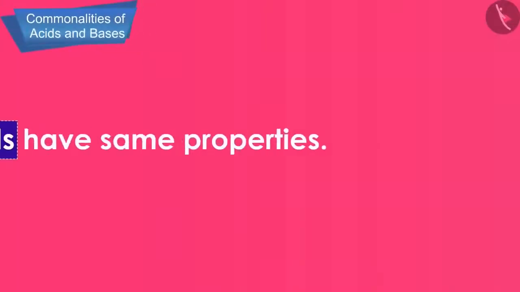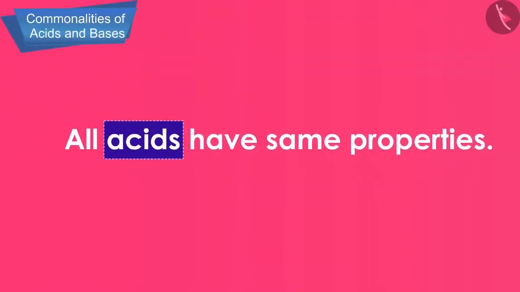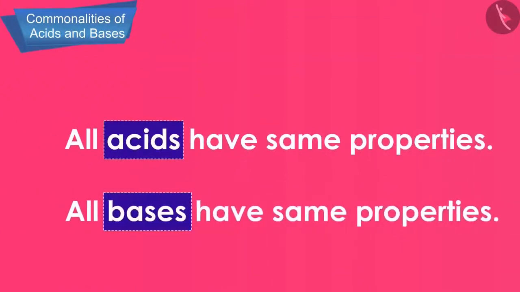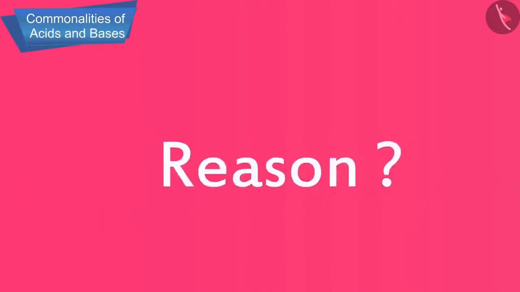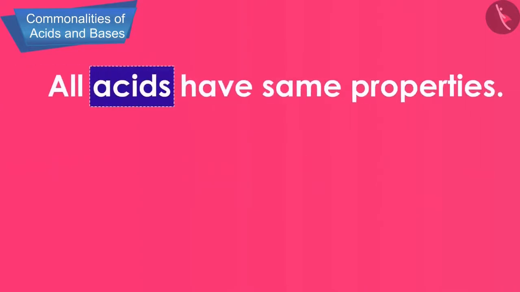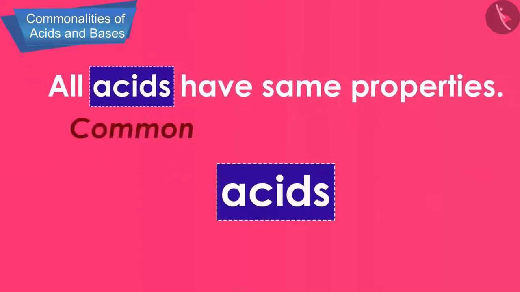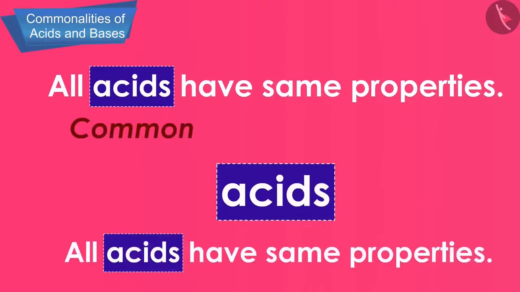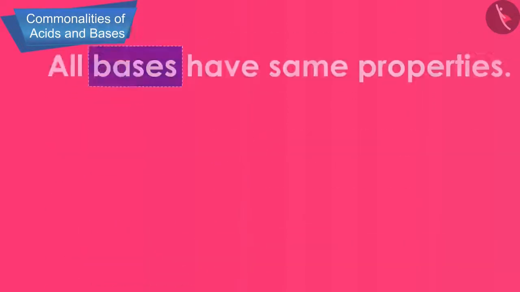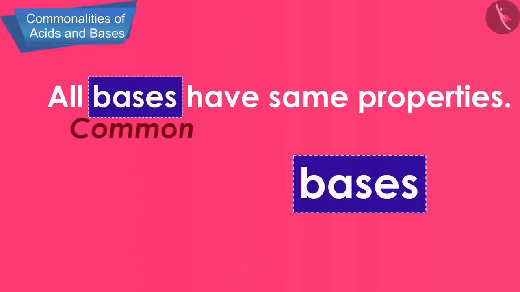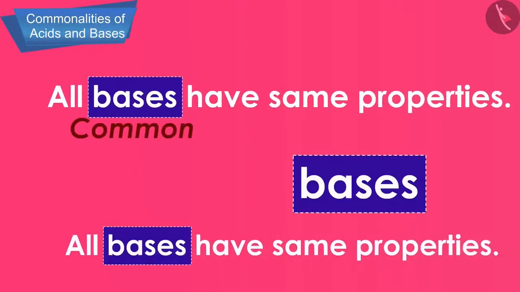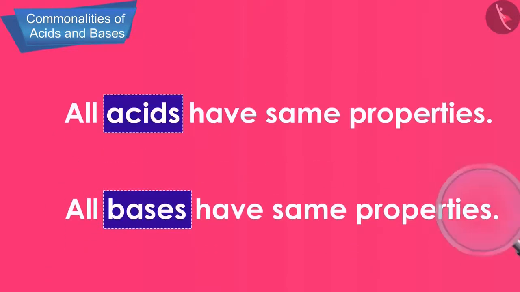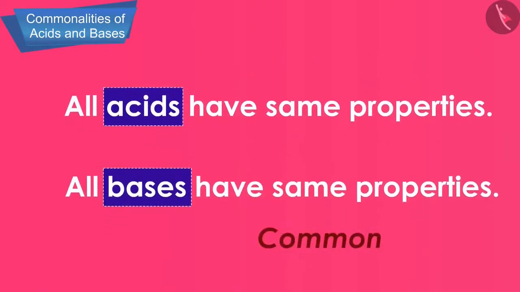The topic that we are going to cover in this session is commonalities of acids and bases. Students, as you know, all acids have same properties, and similarly, all bases have same properties. So what is the reason behind this? There must be something common in all acids causing acids to have same properties. Also, there must be something common in all bases which causes them to have same properties. In this session, we will decode this something which is common in all acids and all bases.